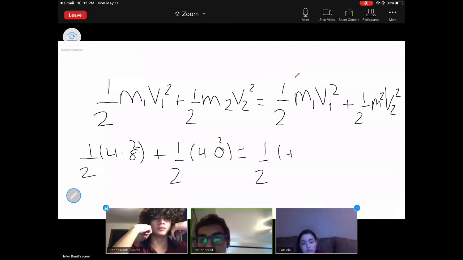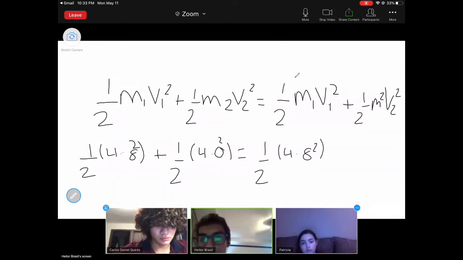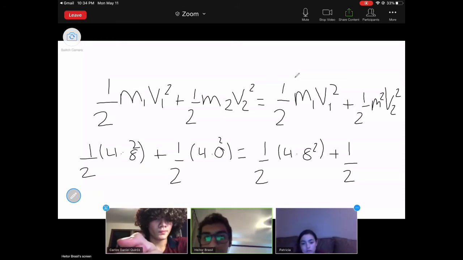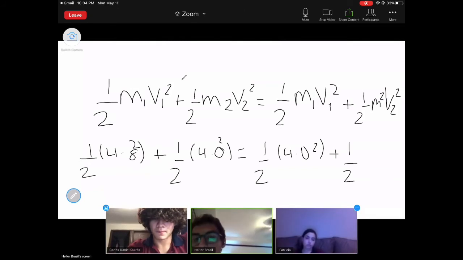M1, which would be 4. This would also be 8. And then this one. I'm sorry. The final velocity here would be 0, right? Because the object was initially moving, so after it hits, it has to stop. So the final velocity for object 1 will be 0. And then at the end here, we're going to have 4 times 8.